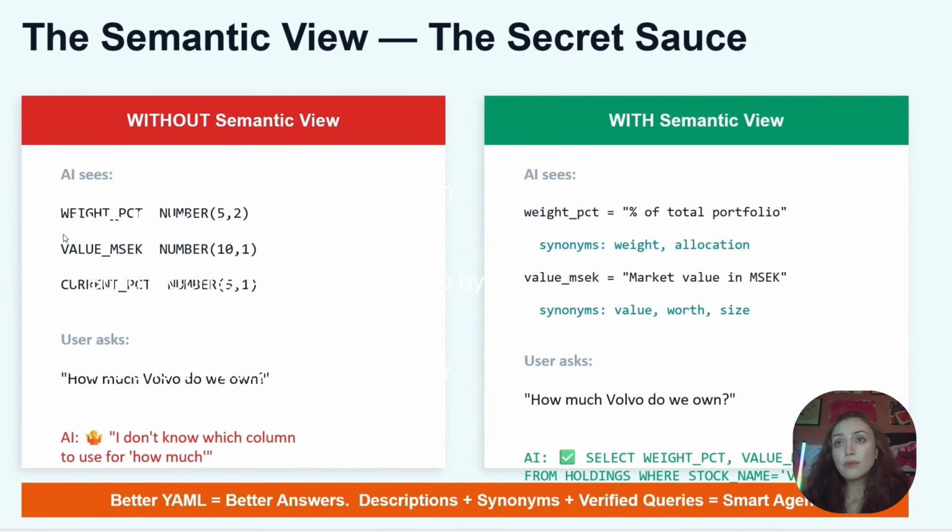For example, for value million sec, we write that it is equal to market value in million sec, and the synonym to value million sec will be value, worth, size. And when user asks how much Volvo do we own, then the AI or LLM knows from which tables it needs to get information, because the LLM will first look into the semantics model to understand from which tables to get this information from. That is why creating a very detailed semantics model makes the difference if your AI agent works well or not.